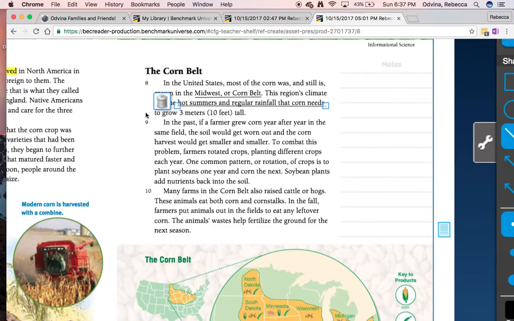This paragraph, right here, paragraph 9, this paragraph explains how farmers once solved the problem of soil becoming worn out from growing corn year after year. That is the main idea. Key details that support this idea include rotated crops, plant soybeans one year and corn the next, and soybean plants add nutrients back into the soil. So I'm going to underline some of those things. So the soil would get worn out. There's our problem.